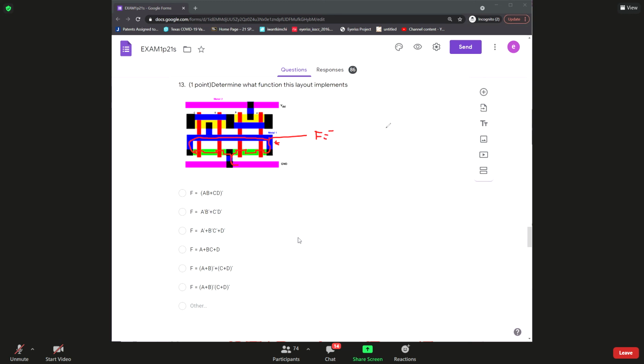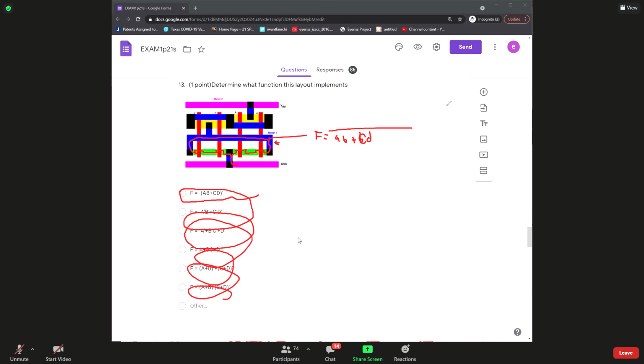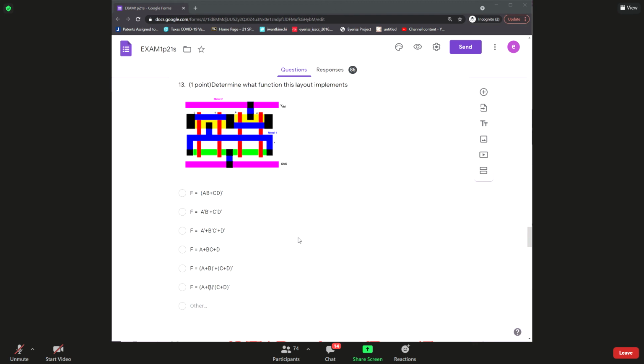And the answer should be yes. You're going down to the ground, so I'm going to put a bar over the whole thing. It is really nothing more than A ANDed with B, or C ANDed with D, that gets me down to the ground. If you look at it carefully, one of those answers is correct. Use your algebra again to figure out which one's correct.